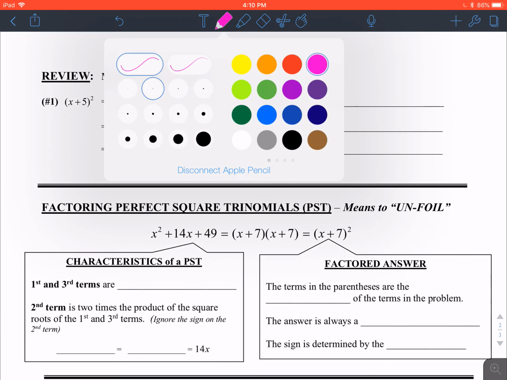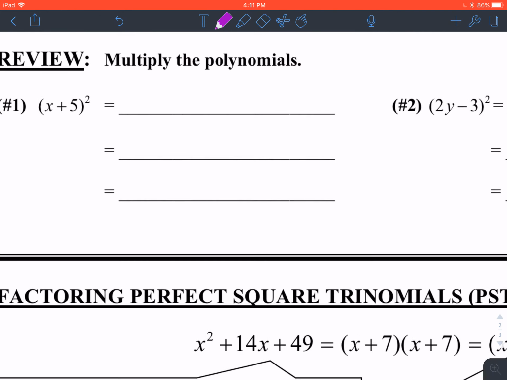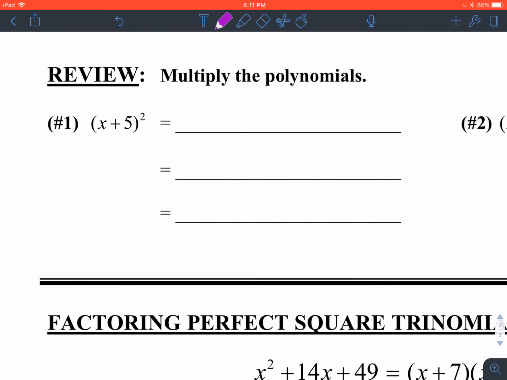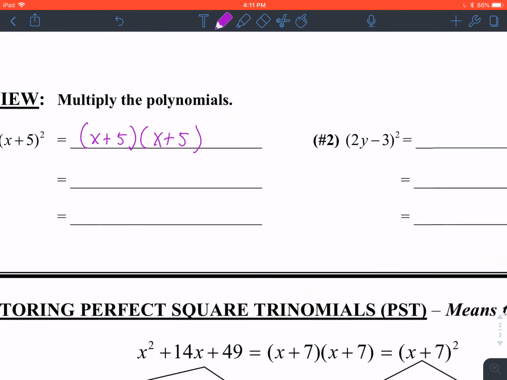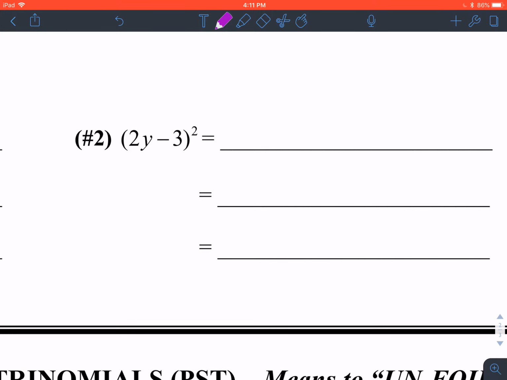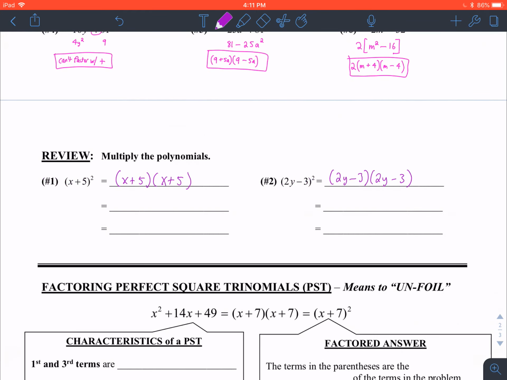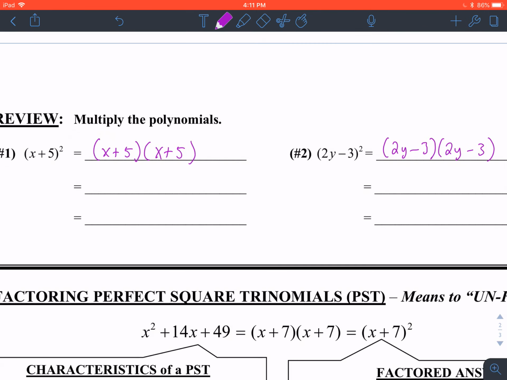All right. Now we're going to choose this color right here. We're going to multiply these. So we got x plus 5 squared. How many x plus 5s are we multiplying together? Yep, we got 2 of those. So we got x plus 5, x plus 5. And over here, just jumping around a little bit, how many 2y minus 3s are we multiplying together? Yep, we got 2. So we're going to do 2y minus 3 and 2y minus 3. All right, why don't you guys go ahead and FOIL those really quickly on your own to see what you get for a result.